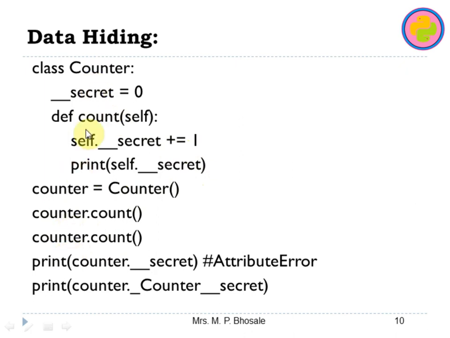I can call the method count, but when I ask to print the value of this secret variable, which is the attribute of the Counter class, it will give me an error. But if instead of accessing this secret variable directly I use single underscore class name double underscore attribute name, then I can get the value. So let us implement this example in Thonny.